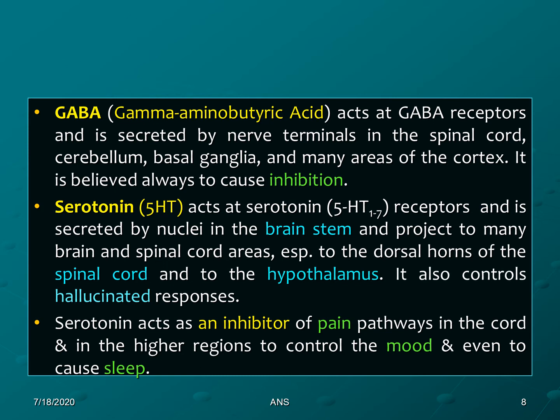Remember, serotonin acts as an inhibitor of brain pathways in the cord and in the higher regions to control mood and even to cause sleep. So basically what we see, serotonin helps to control the psychotic aspect, the hallucination-like aspect, and also we can use it to modulate pain or to control the mood of the patient or even to induce sleep.